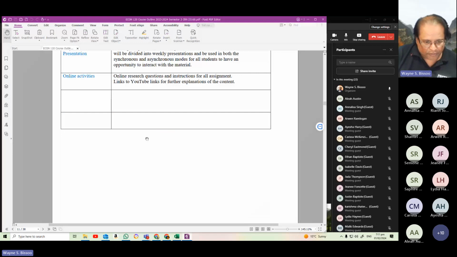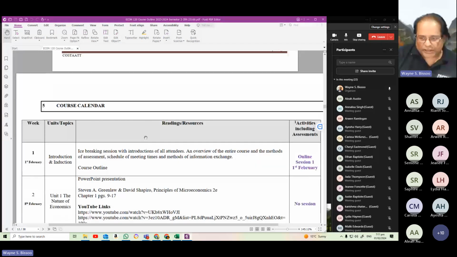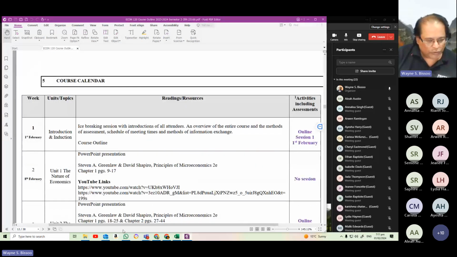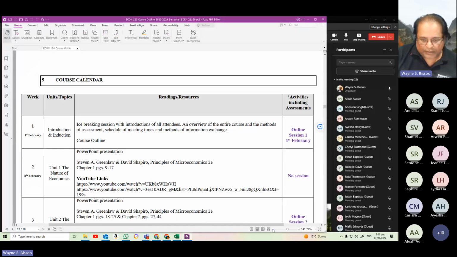Well, again, you all can read that. This is the section that I think you want to pay attention to the most. This has to do with the course calendar. So what I've tried to identify here is, right, so today is February 1st. For this session, we're doing introductions and induction. So we expect that there is a live session today.